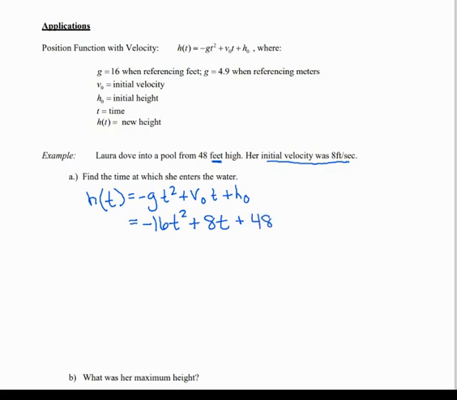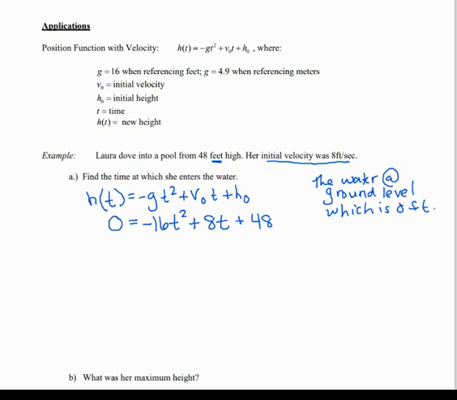Now I need to fill in h of t. Do I have that? Well, if I'm looking for time, I better know that because I only want to have one variable. If I'm looking for time, what is my height? Well, the new height is when she enters the water. The height of the water is 0 feet. It's ground level, right? The water is at ground level, which is 0 feet. So that's why I put that there.